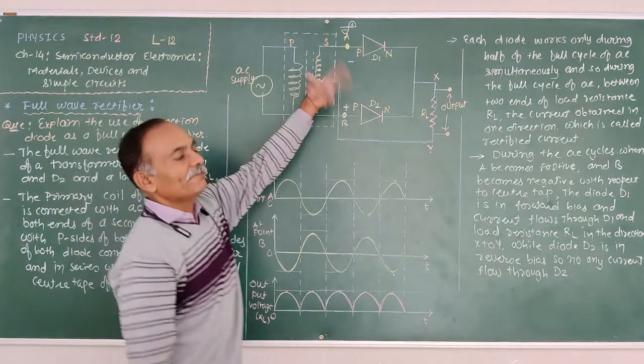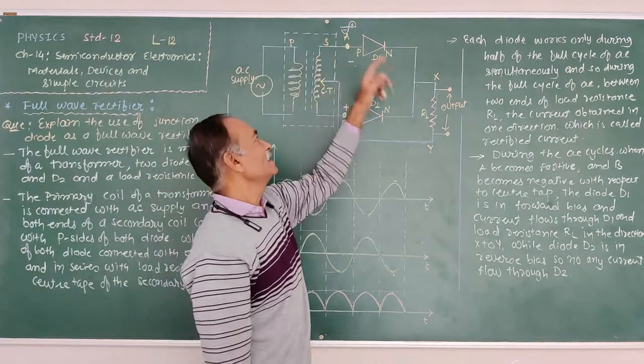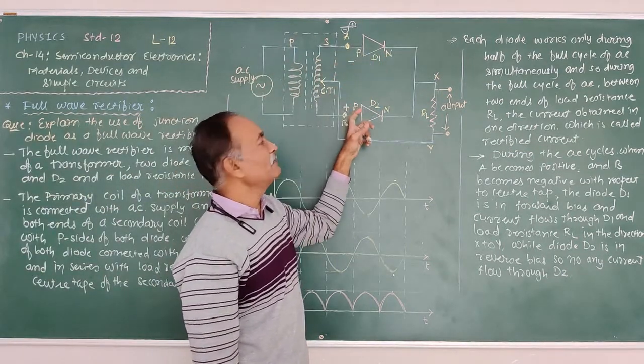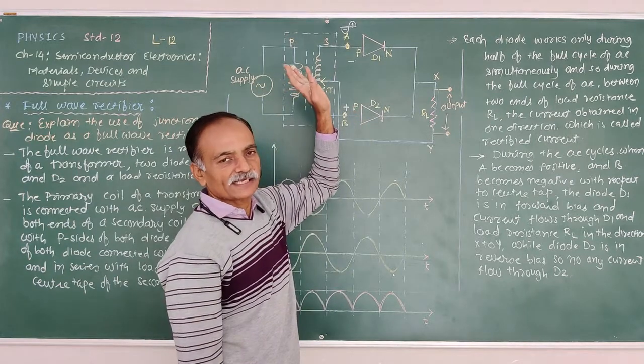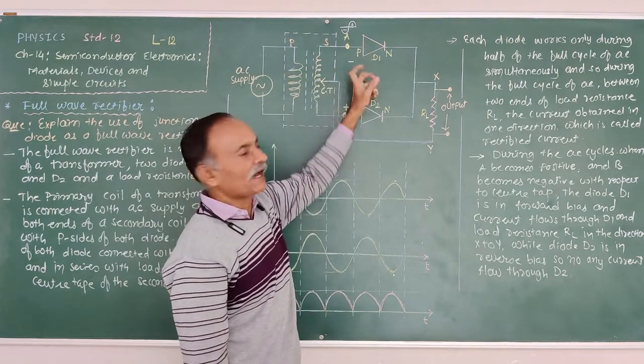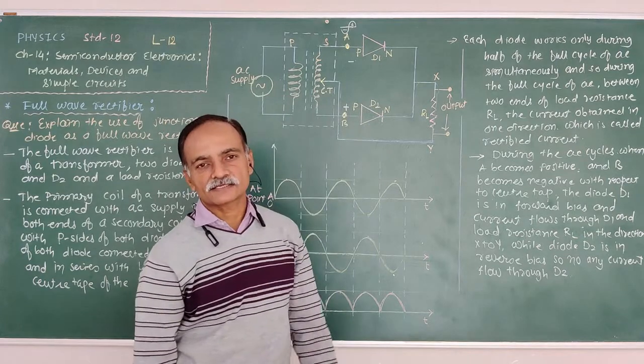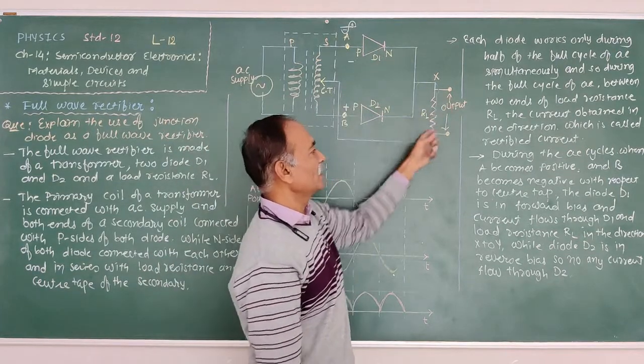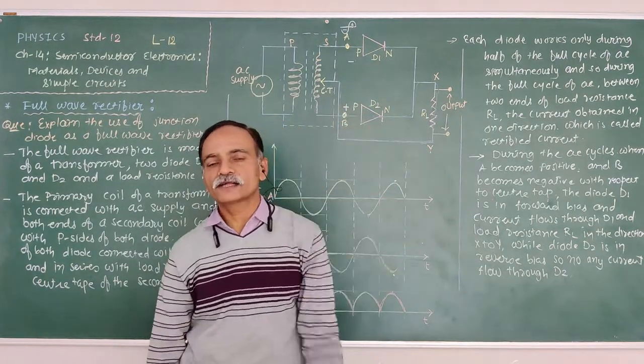Next, another positive half cycle is applied. A again becomes positive, B becomes negative with respect to center tap. Diode D1 is in forward bias, diode D2 is in reverse bias. Current flows through the D1 and low resistance RL, no current flowing through the D2.